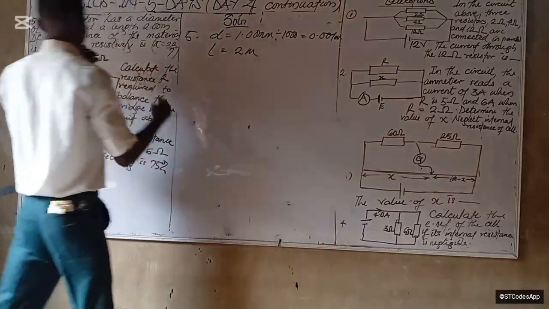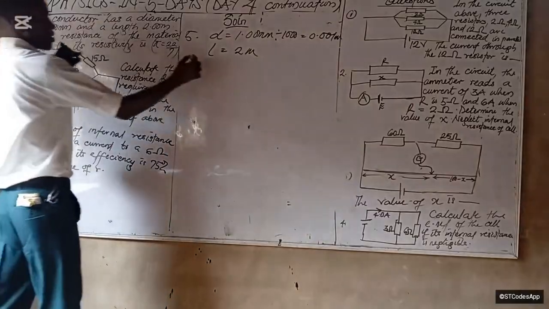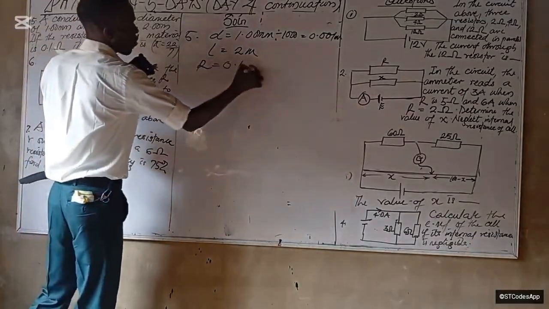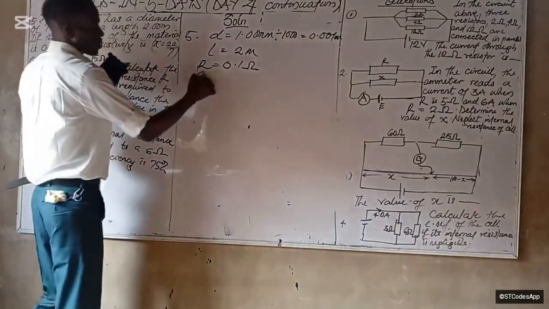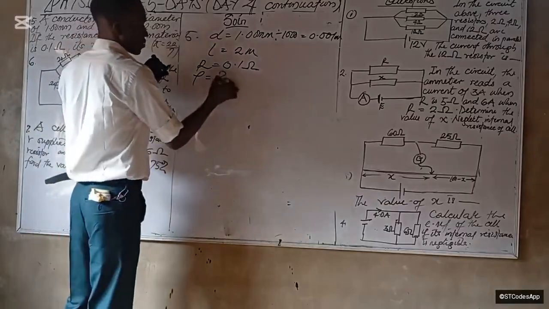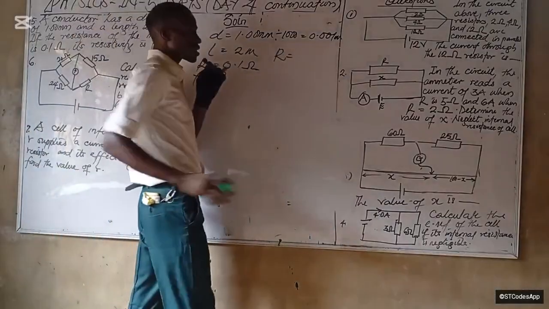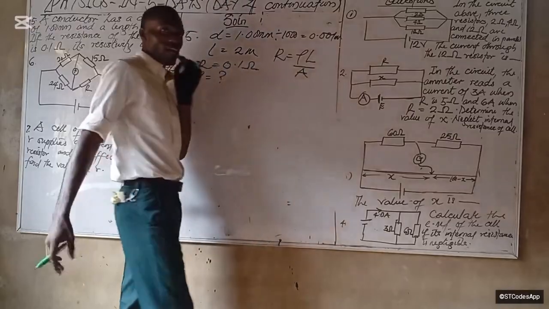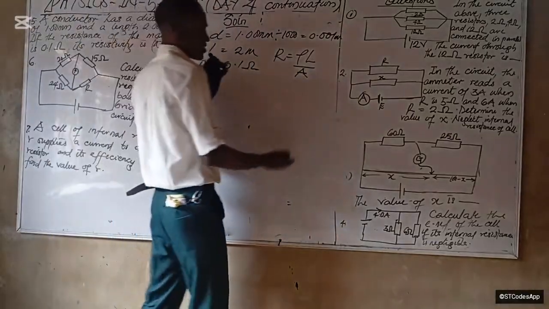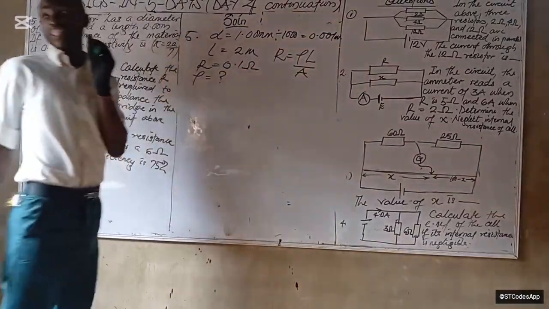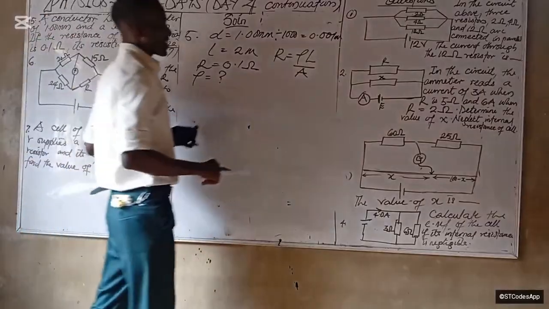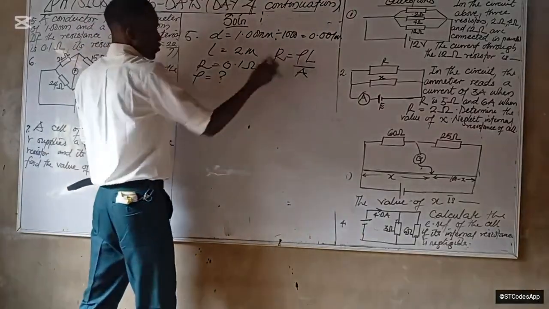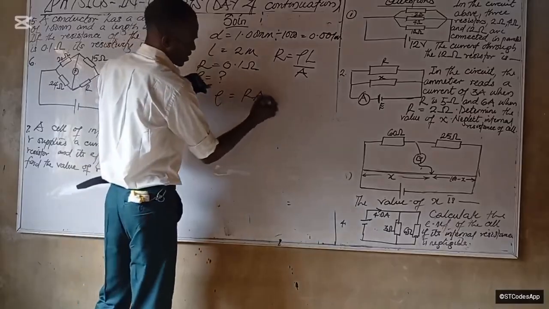So then it says, if the resistance of the material is this, just follow as I'm solving, write all your parameters first. The resistance is 0.1 ohms. We're looking for rho, the resistivity. Recall, please don't make the mistake, that resistance is equal to rho L over A. So rho will now be equal to RA over L.